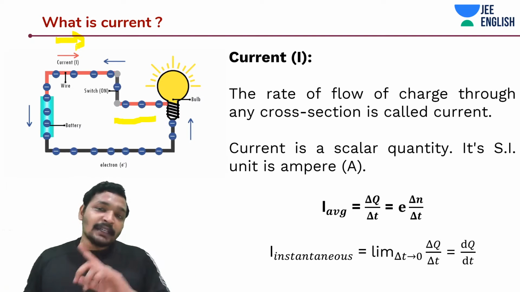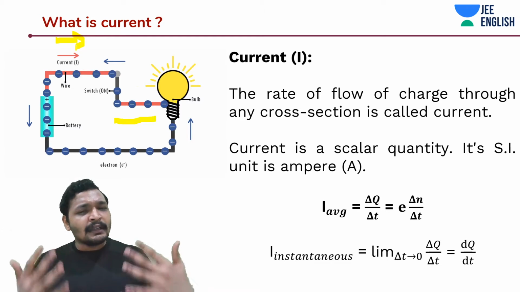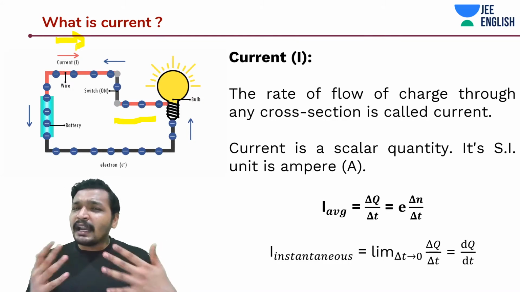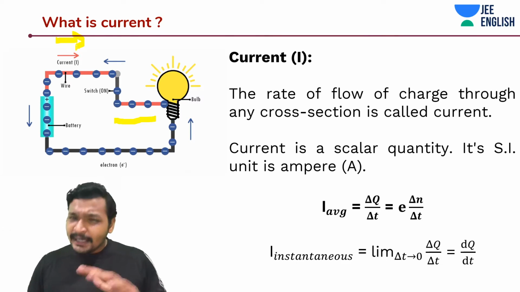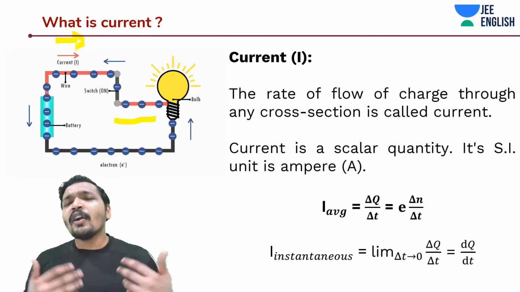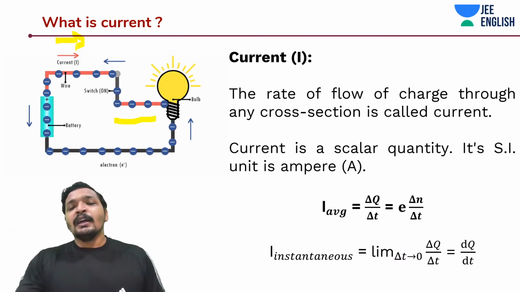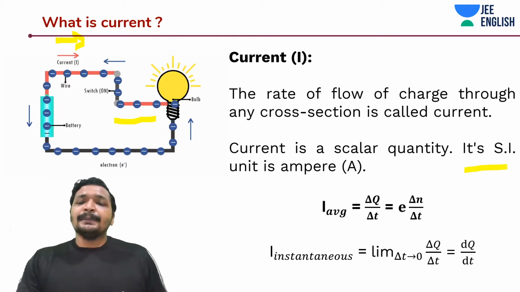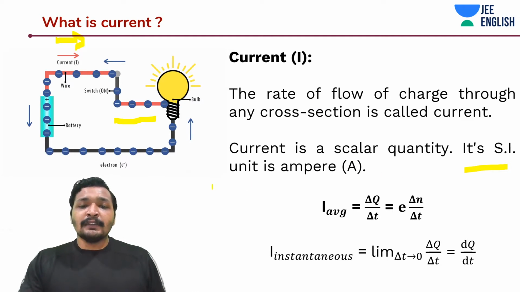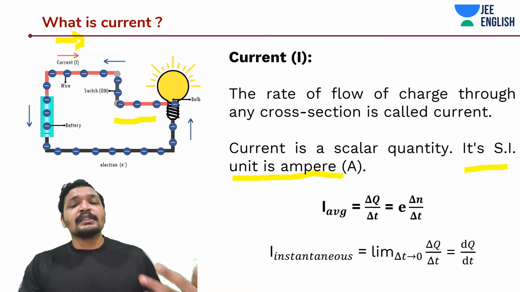But it has something interesting to it. In current, the electrons are not moving as smoothly as you are thinking. It is traveling, of course, but not as much as you're thinking. Why? We'll see in this lecture. The SI unit of current is amperes, and you can express it in terms of other SI units, but amperes is the standard one.